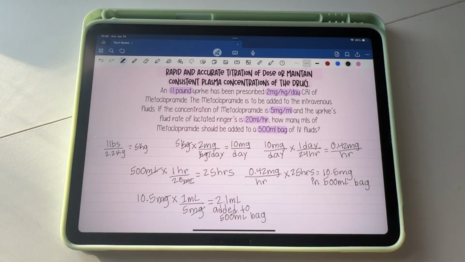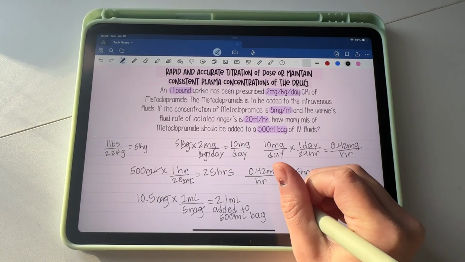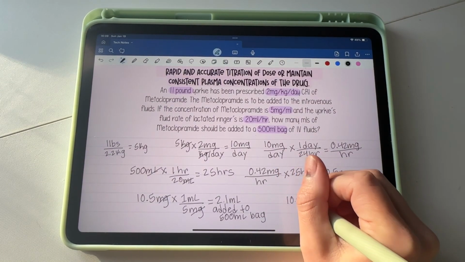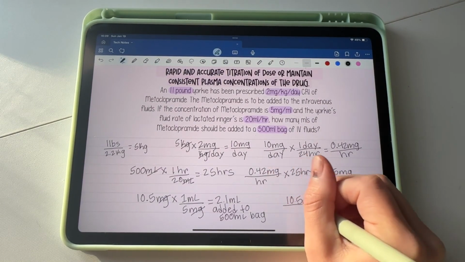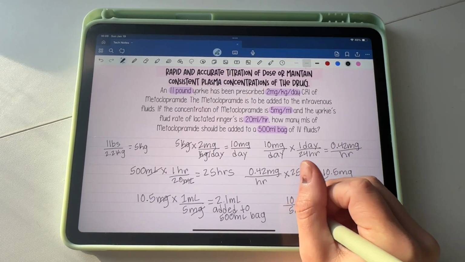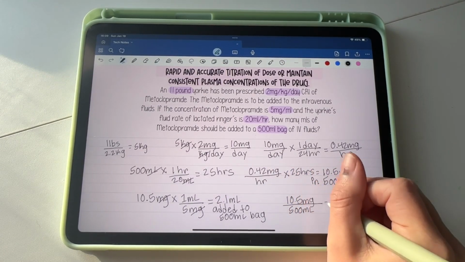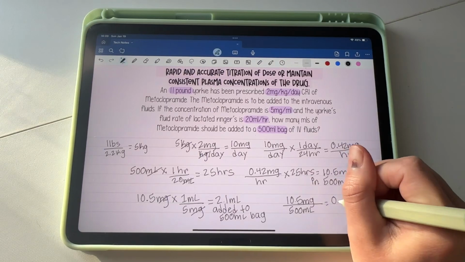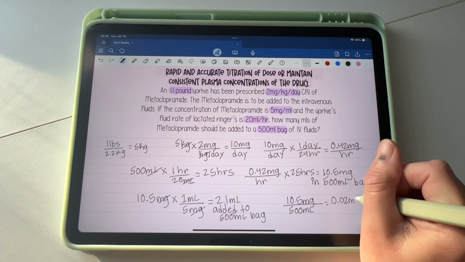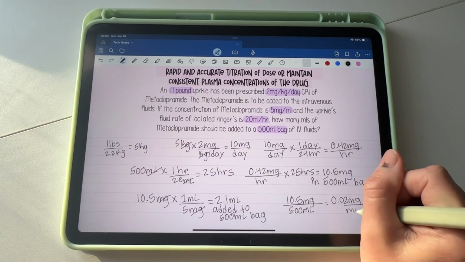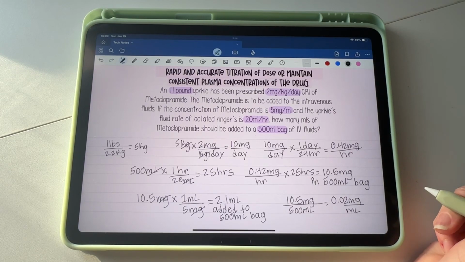And last but not least, we're going to determine how many mgs per ml are in our newly constituted bag. To complete this, we're just going to take our 10.5 mgs divided by our 500 mLs, which gives us 0.02 mgs per ml concentration in our CRI. This number is important to know because if the fluid rate changes, you will be able to determine the mg per kg per day at the adjusted fluid rate using this number.